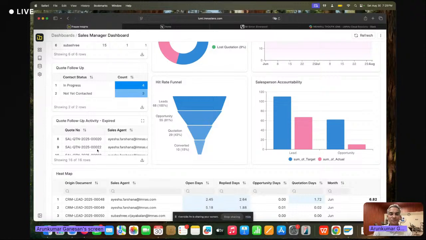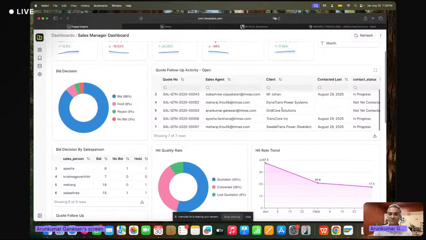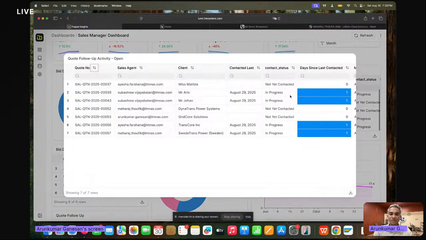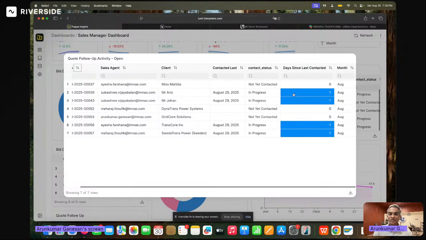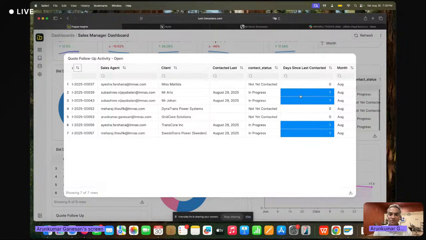It's okay to get the quote and book the quote as lost. At least we'll have a reason why it was lost. But leaving it expired, we won't get any insight out of this, because whether it was followed up or not followed up, why this got expired, there are so many different reasons. Then we get down to the real good information about open quotations. You see how many days ago this was probably created, and you could clearly see days since this quote was contacted. Few quotations were not yet contacted, which is furthermore worse.